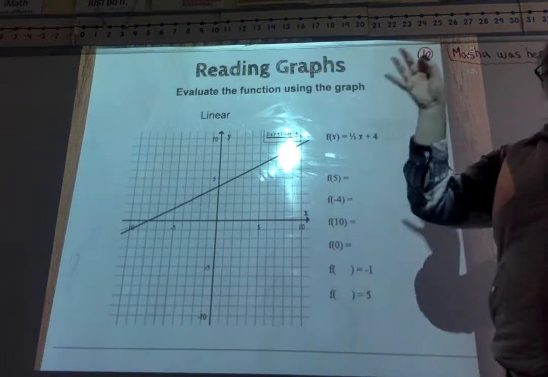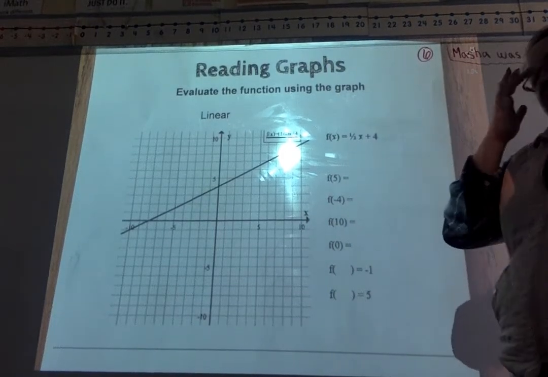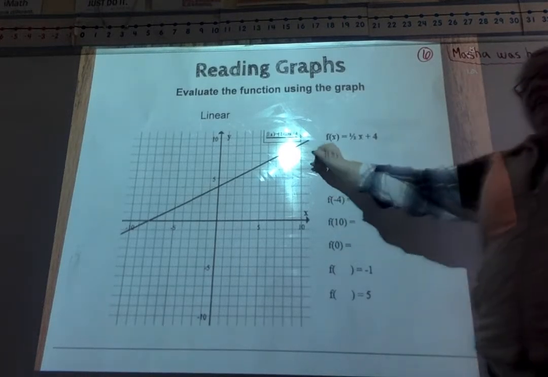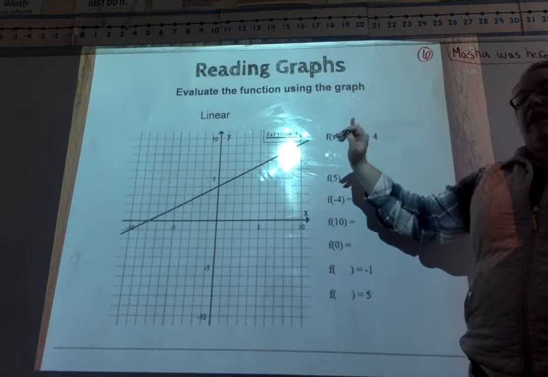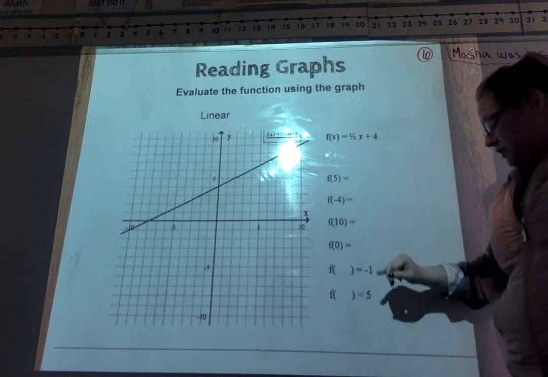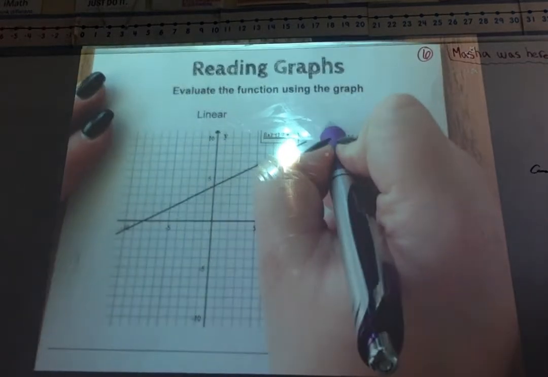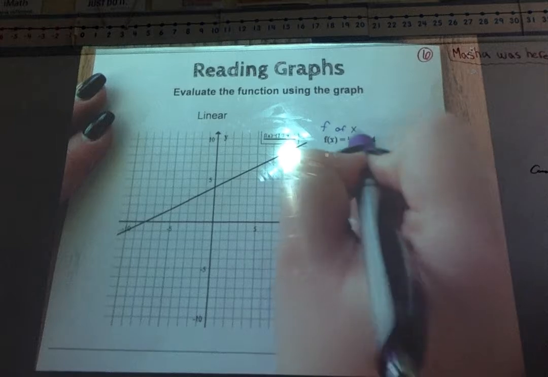You guys are going to have a test on Thursday. Test? I can handle a test. You can handle a test, all right? So this, instead of just saying fx, is pronounced f of x. What I would probably do on top is write f of x. That way it reminds you: f of x.